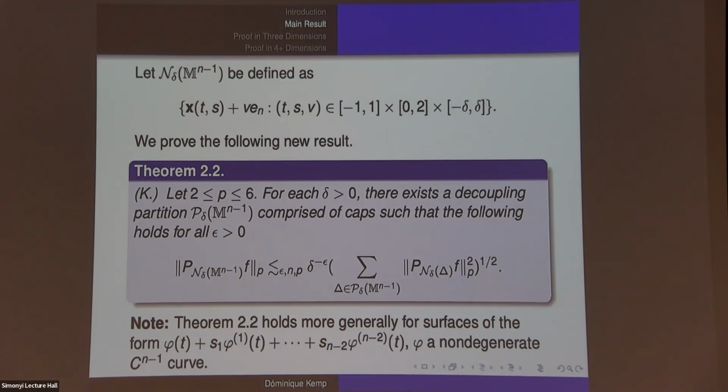Now, this theorem holds more generally for surfaces of this form, where you replace phi with the non-degenerate C^{n-1} curve. And that follows by the Bourgain-Demeter-Guth induction on scales method. Any questions before we continue?